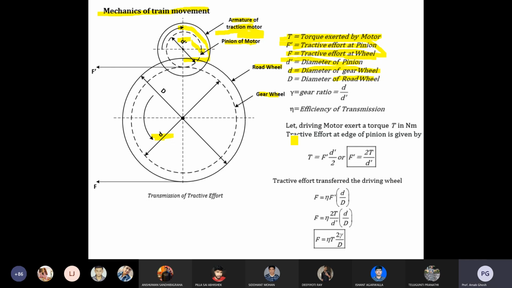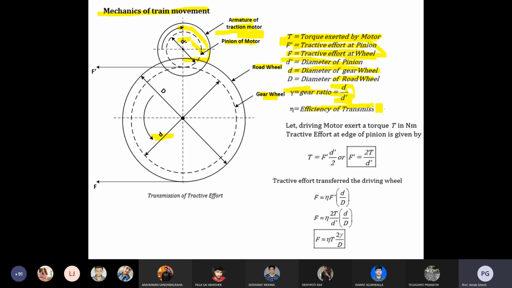Now here you can see one gamma. Gamma equal to what? Gear ratio, that is D by D dash. So D is your gear wheel and D dash is your pinion diameter. Okay, so efficiency of the transmission. You can easily calculate the efficiency of the transmission of the railway track.